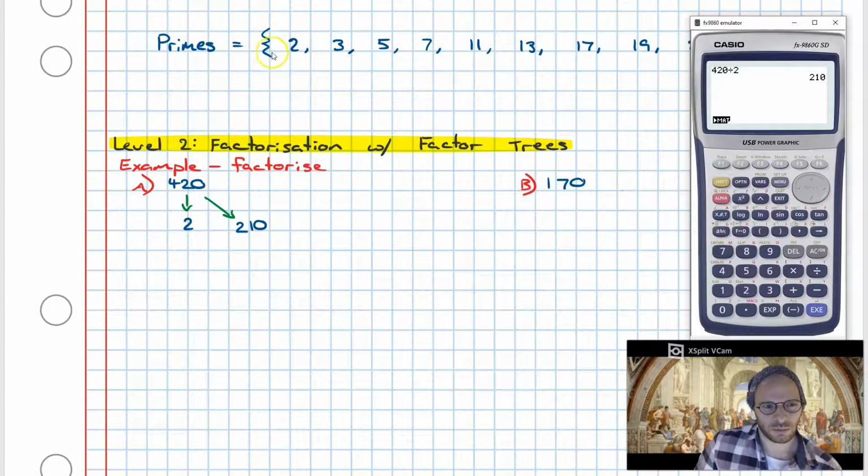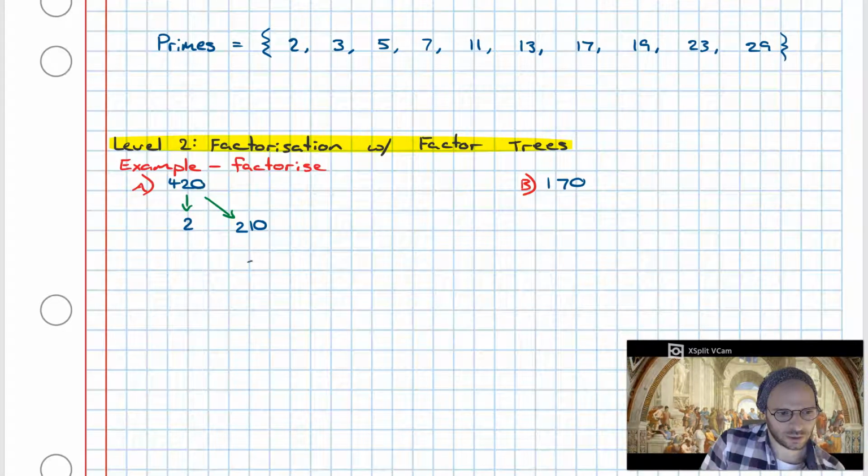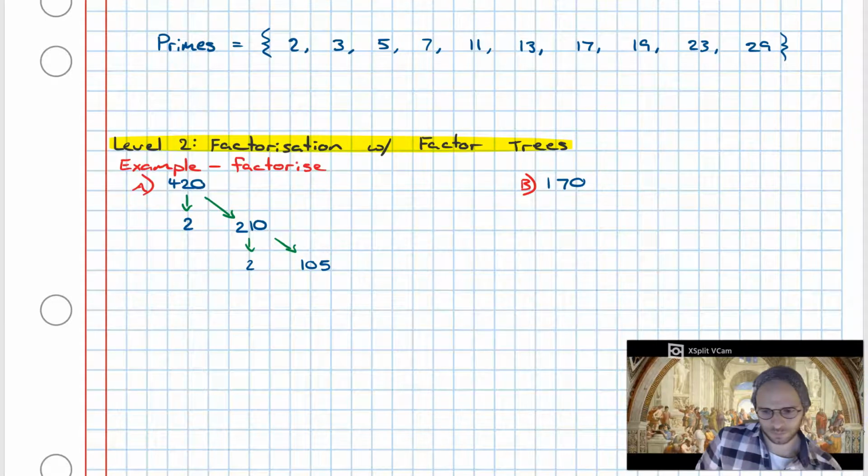Now, time for the next step. I've already divided by 2 once, but I think I might be able to divide this result here by 2 again. So I'm going to divide by 2, and that's going to give me 105. Because I get a whole number, I'm going to write 2, and then I'm going to write 105, pushing my branches down like so.